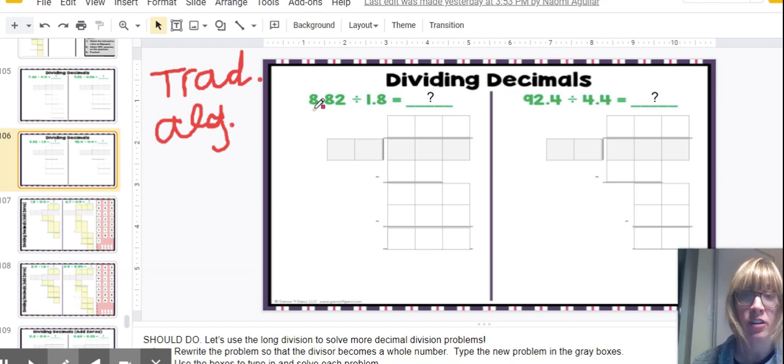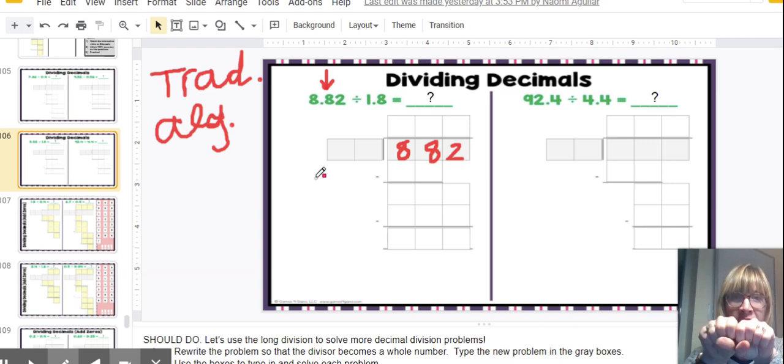So when you set this up, you're going to read it as your first number, in this case 8.82, that goes inside of the house. And you're going to make sure to include that decimal, of course. Where did the decimal go? We'll put it back in. This is called the dividend. It'll be divided in the end. Dividend. This over here is what you are dividing by, 1.8. This is called the divisor.